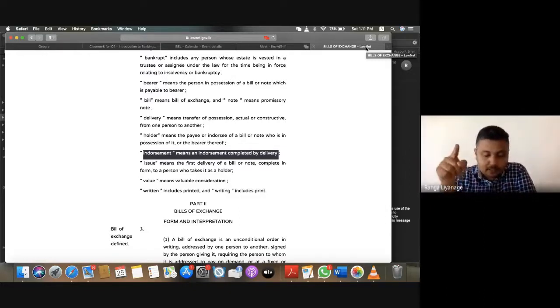So bills of exchange and checks can be negotiated by the payee. You know who the payee is? The person who is getting the money, on whose behalf, in whose favor it is written.